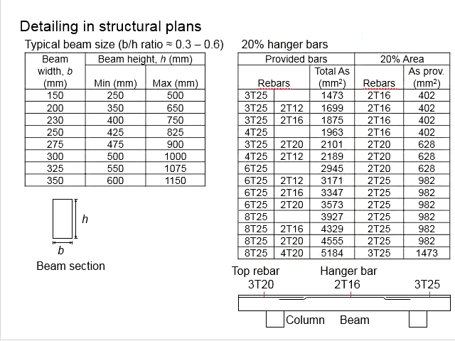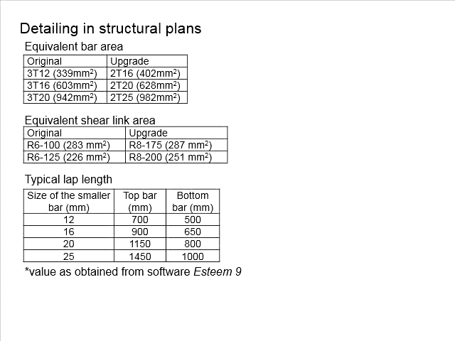Next, we also mention equivalent reinforcement bar area, where you can reduce the number of reinforcement bars by increasing the size of the bar. We mentioned this verbally somewhere in the previous videos. Now it is demonstrated in the table for better understanding.